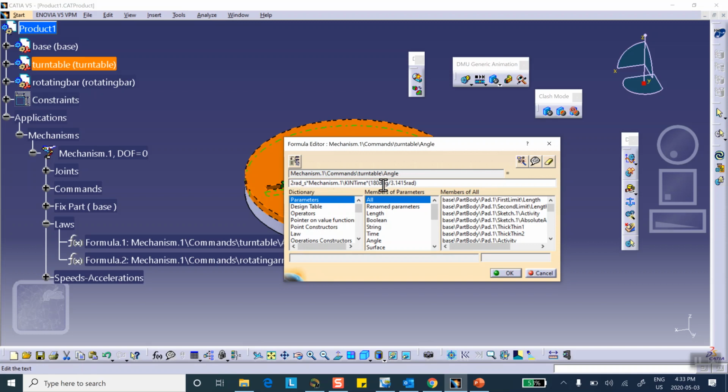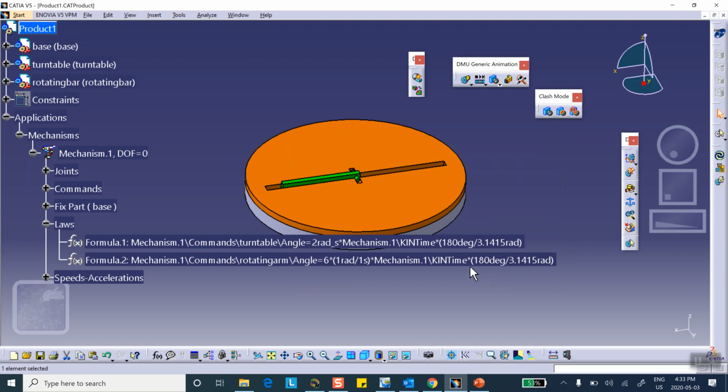Now this stuff has to be here because units have to match. Left side is degrees, right side must be degrees. And now that is the case. But what I'm saying is that I did not have to write this 2 times 1 radians divided by 1 second. 2 rad per second. And same thing with the other one.